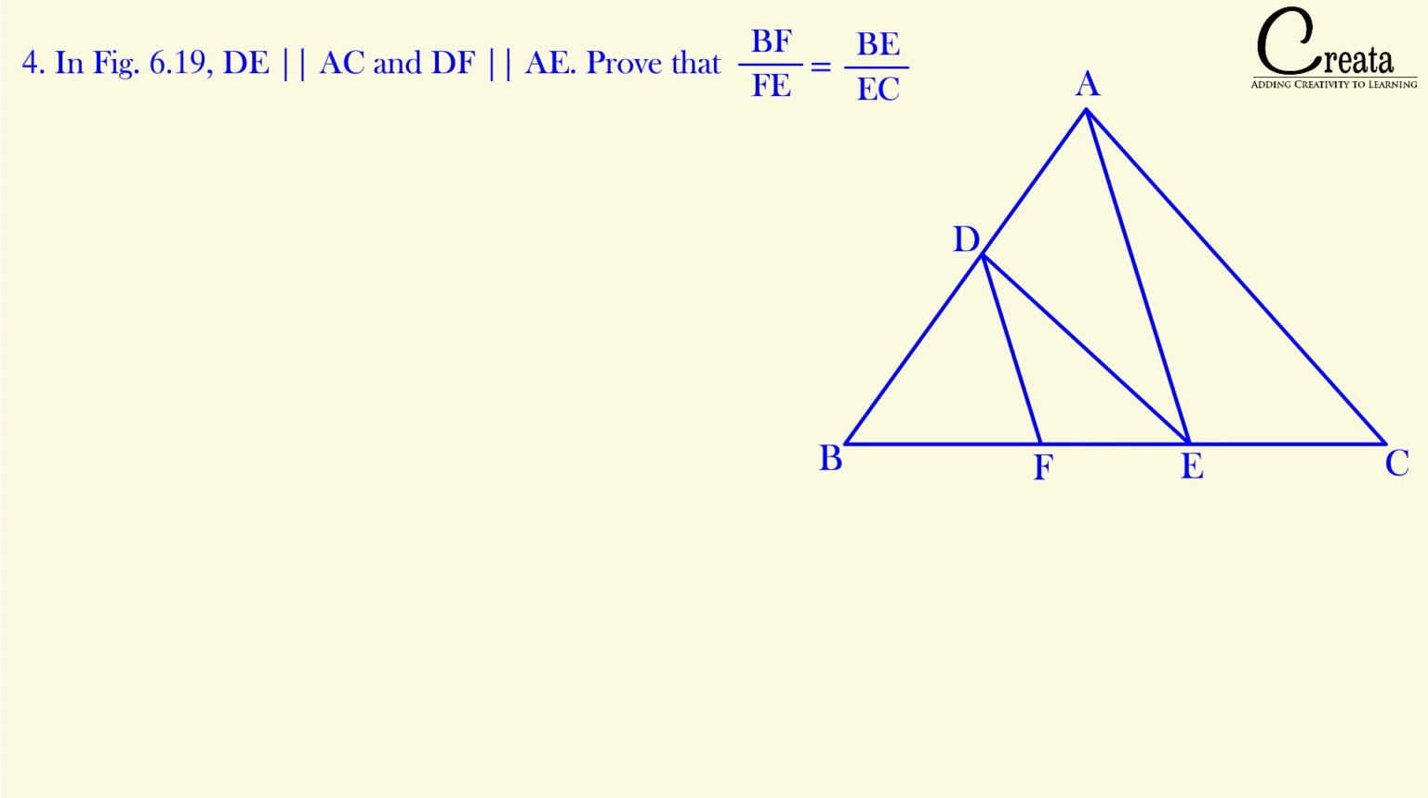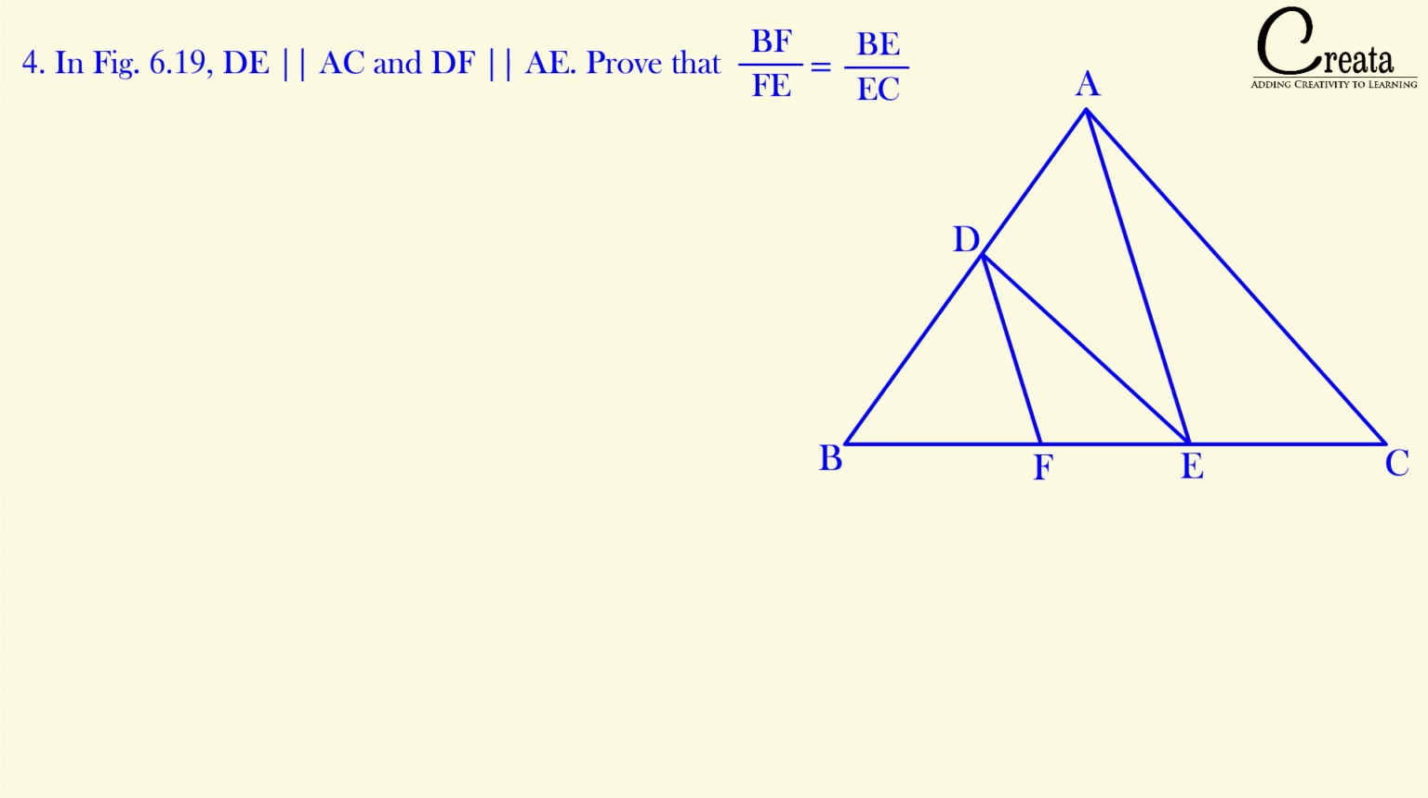In figure 6.19, DE is parallel to AC and DF is parallel to AE. Prove that BF upon FE is equal to BE upon EC. Firstly, as per our standard rule, we will observe the figure and observe the question. In the figure, DE and AC are given as parallel to each other. That is, these two line segments are parallel to each other. And also DF and AE are also given as parallel to each other. Okay, these are the two line segments.